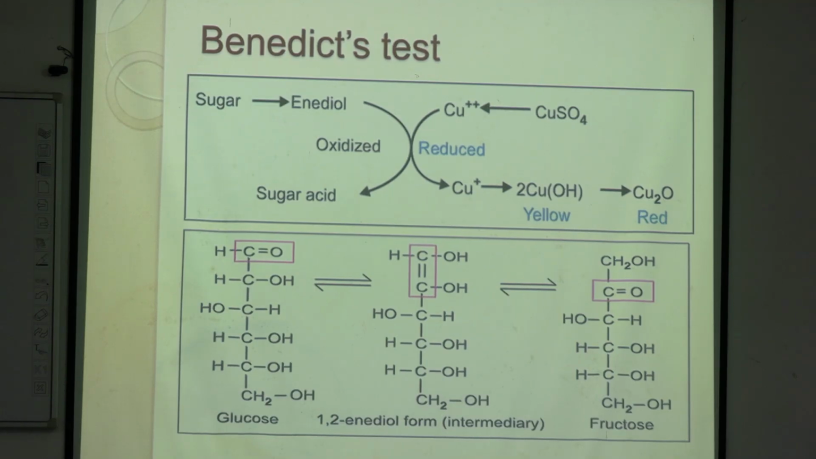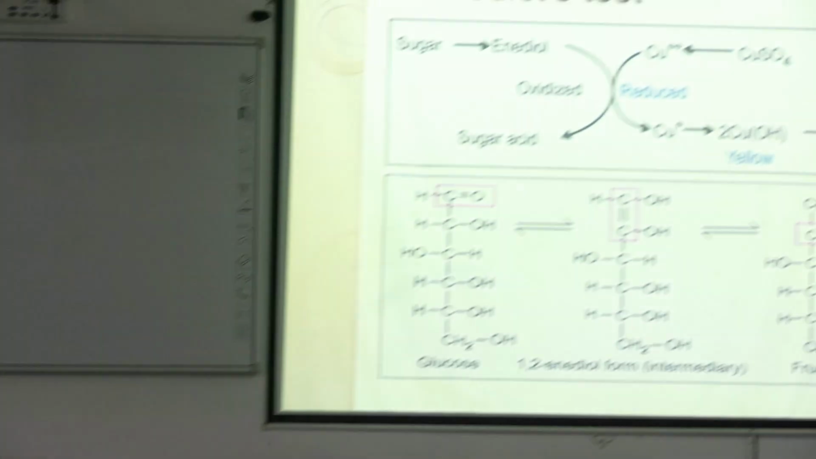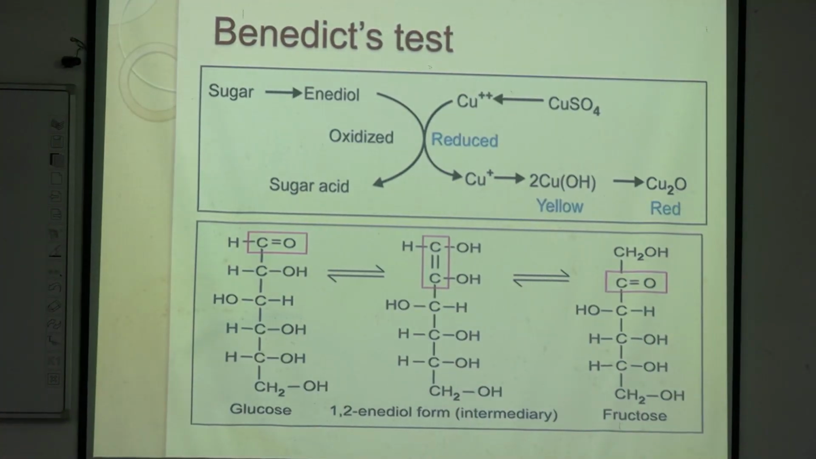So in alkaline medium, reducing sugars tend to convert into enediol components. Okay, and this enediol component is highly reducing. So it will reduce cupric to cuprous. Okay, so this will produce a red colored compound, and it will be the indicator of the presence of reducing sugar.